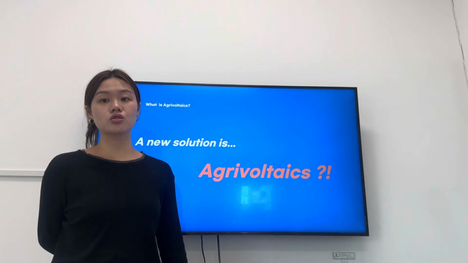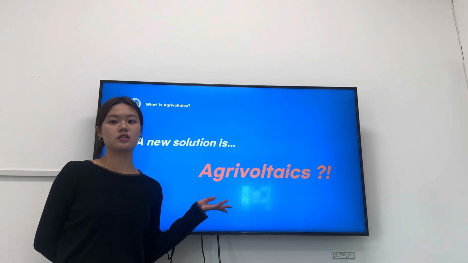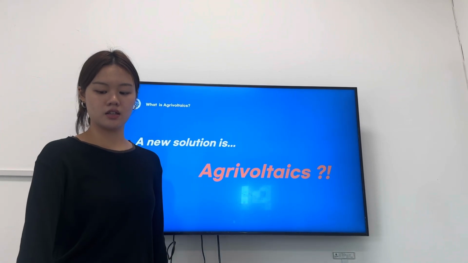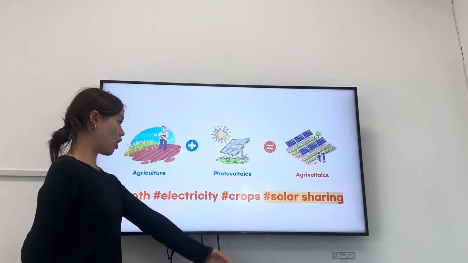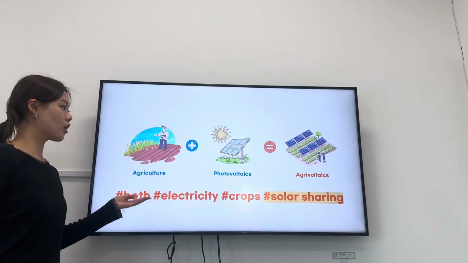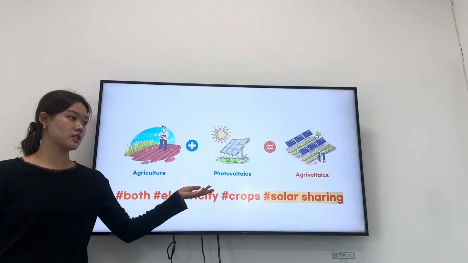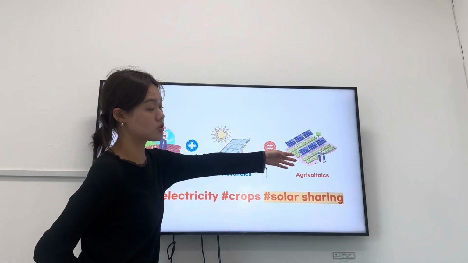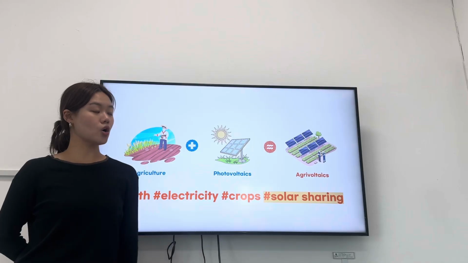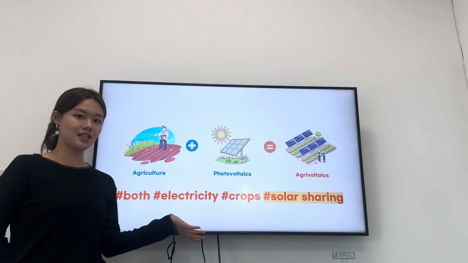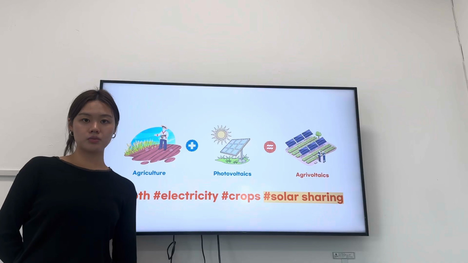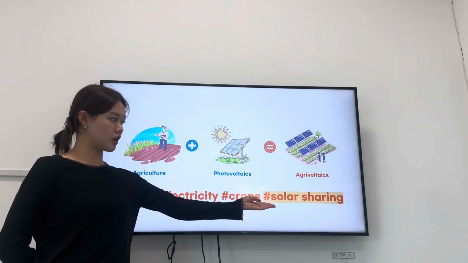So, a new solution is agrivoltaics. Do you guys know what agrivoltaic is? The word agrivoltaic comes from agriculture and photovoltaics. It means installing the solar panels above the farmland, so we can produce both electricity and crops at the same time. This idea comes from the concept of solar sharing.